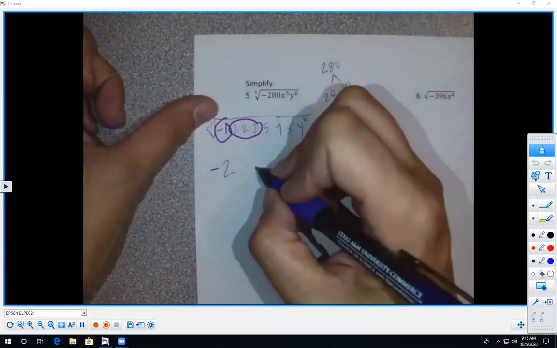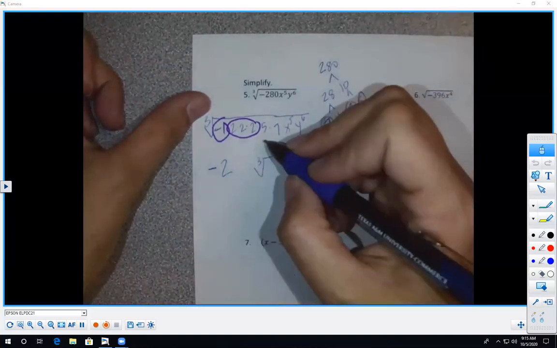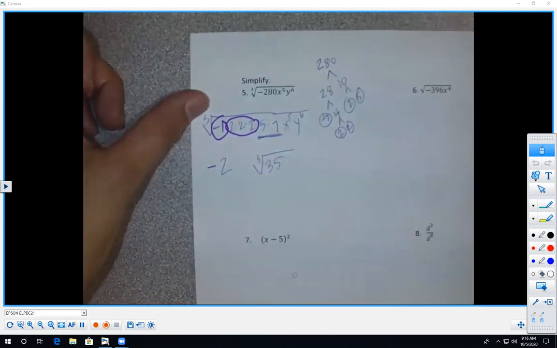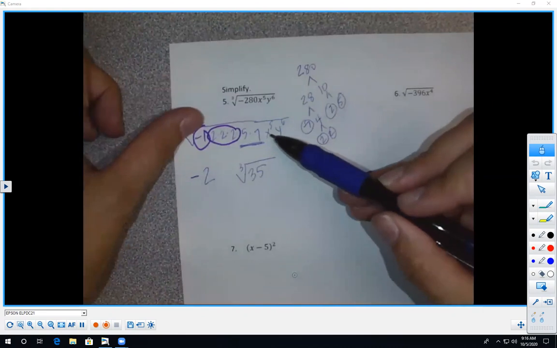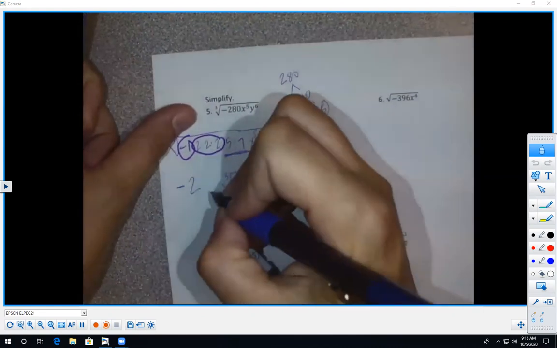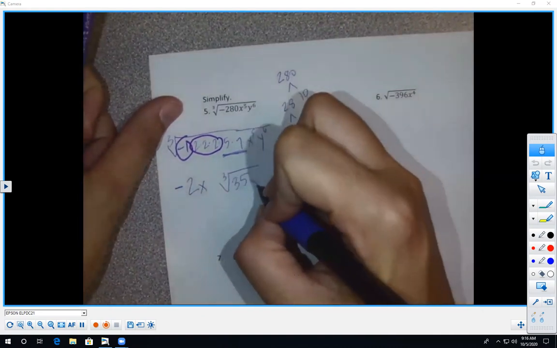I'm going to leave a little bit of space. What number is left on the inside? 5 times 7. What is 5 times 7? 35. For your x's, I have 5 x's here. How many groups of 3 can I take out? 1 group of 3, so it's going to be 1 x on the outside. How many x's are left over? 2 x's are left over, so it's going to be x squared on the inside.